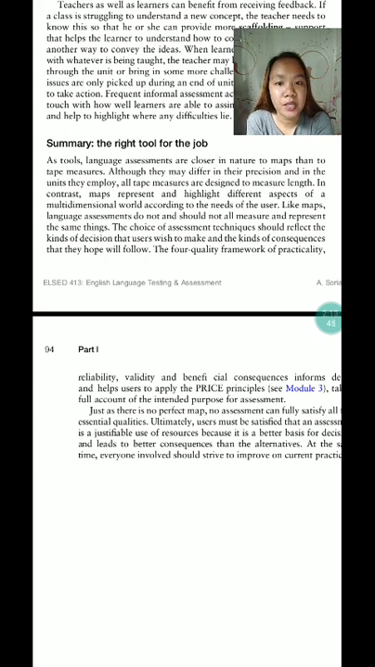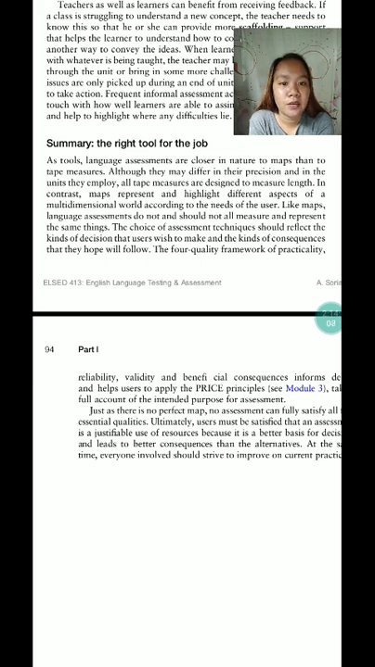Like maps, language assessments do not and should not all measure and represent the same thing. The choice of assessment technique should reflect the kind of decision that users wish to make and the kind of consequences that they hope will follow.